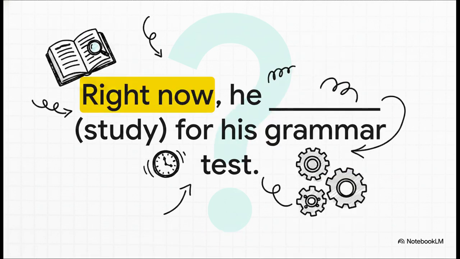All right, next one. Right now, he study for his grammar test. Okay, what's the big clue in this sentence? The words right now. That should tell you everything you need to know. What's happening at this exact moment? Go ahead and lock in your answer.